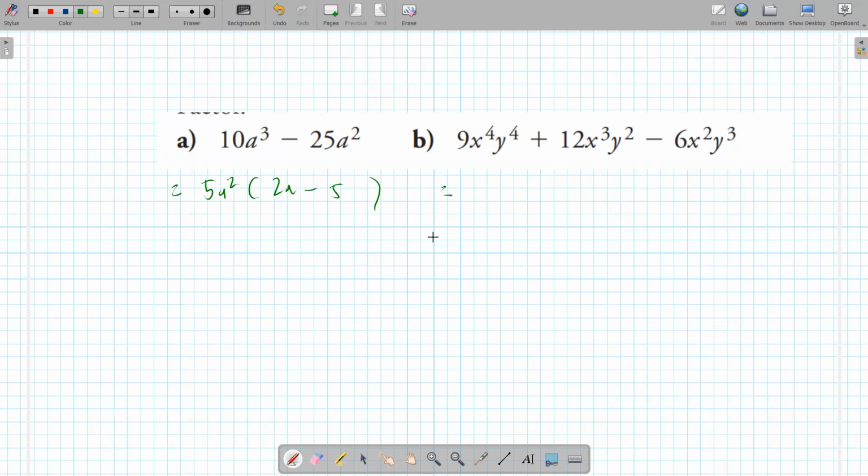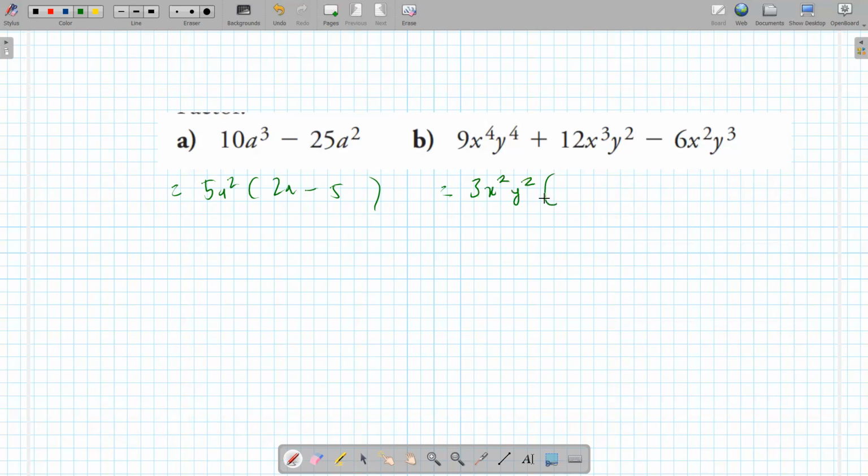What's the GCF between 9, 12, and 6? Just the numbers. 3. 3, right? Between x4, x3, and x2, it's going to be x2. Between y4, y2, and y3, it's going to be y2, because you can't pull y3 out of y2, but you can pull y2 out of y3. So that's our GCF, 3x2y2.